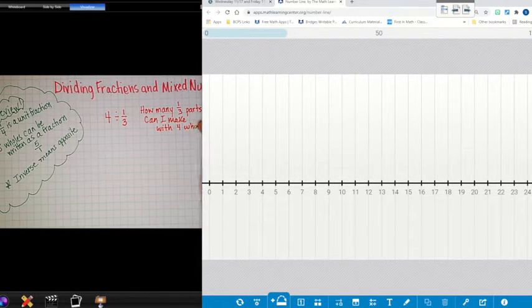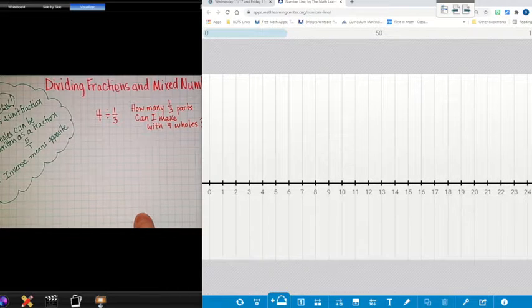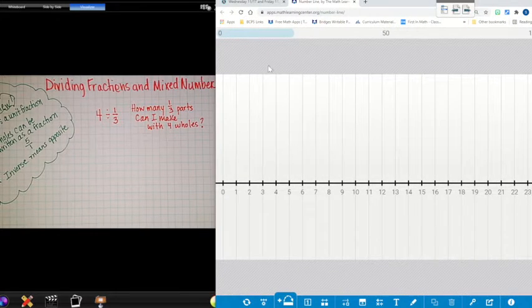Now, some of you are probably already thinking, but that's kind of what we're asking. How many 1/3 parts can I make with 4 wholes? Well, to model this, we can use the most awesome Math Learning Center app tool, which is the number line. And I love this. So if you're not using this tool, use it.